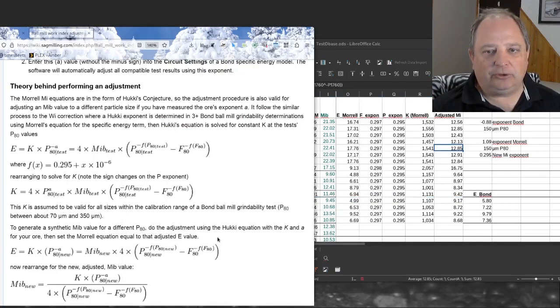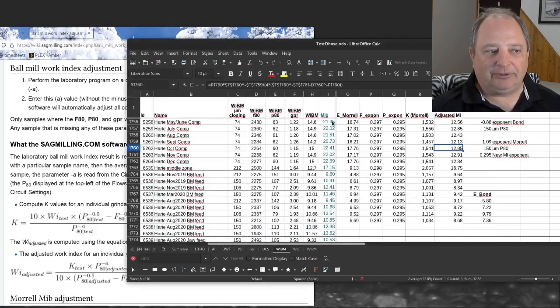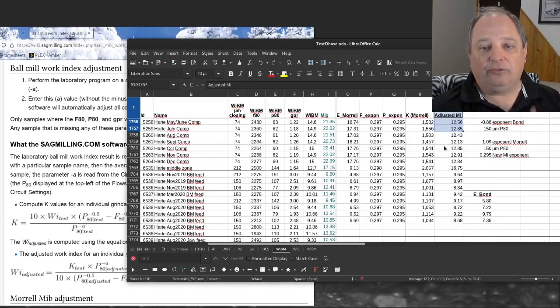But the key thing here is the methodology to correct or to salvage some information out of a series of work index tests or MIB tests that were done at a size that's different from the one you want to do modeling. And as you can see from these examples, sometimes these changes can be quite dramatic, going from a very coarse to a very fine, or very fine to very coarse data set.